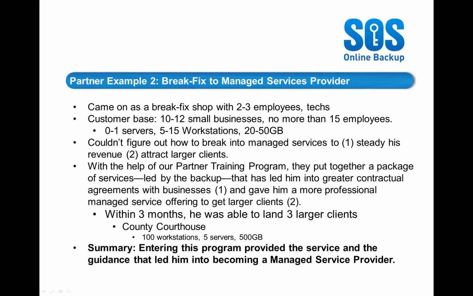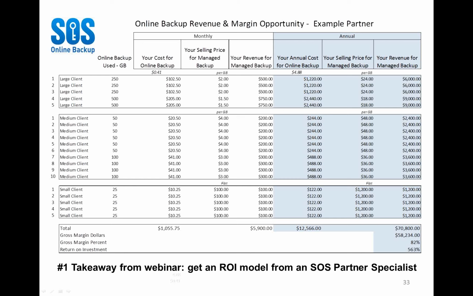So I wanted to show you what one of our partners is doing from a pricing standpoint. This particular partner has worked with us to develop a pricing strategy that is not based around a per gigabyte model. What I mean by that is when he sells it, he doesn't sell gigabytes. He sells business backup. So if you've got 10 employees, he'll charge you $500 a month. If you've got 10 to 20 employees, he'll charge you $750 a month.